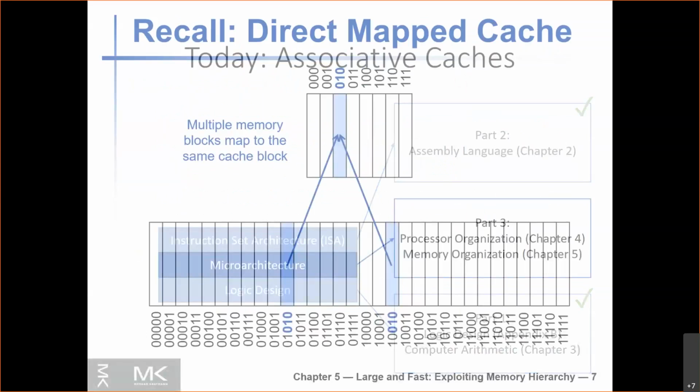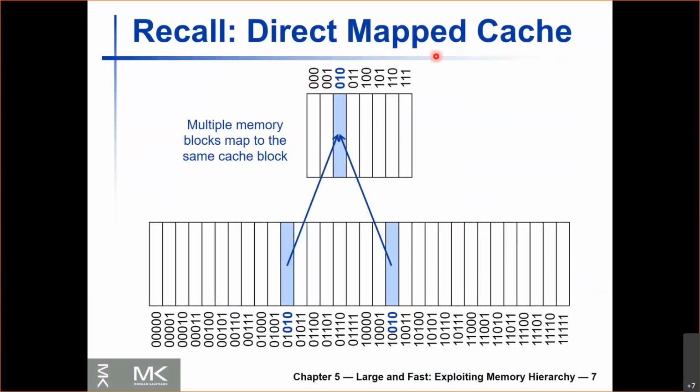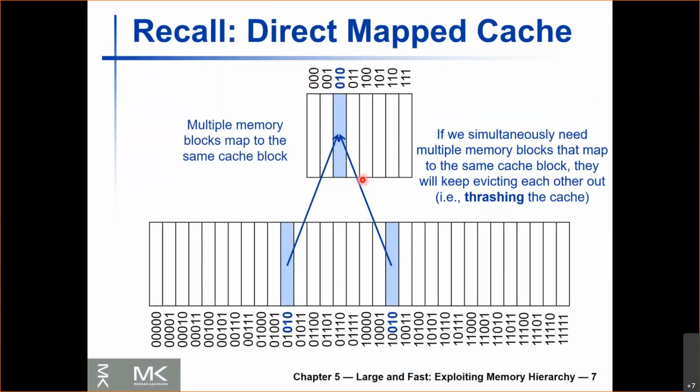So last time, and the time before, we considered a direct mapped cache. In a direct mapped cache, we had multiple blocks in memory mapped to a single block in the cache. What that meant is that these two blocks always have to go in this one block. And say I have a program that simultaneously needs to access both of these blocks. So I have a program that needs to go to this block, and then this block, and then this block, and then this block, then this block, and this block.